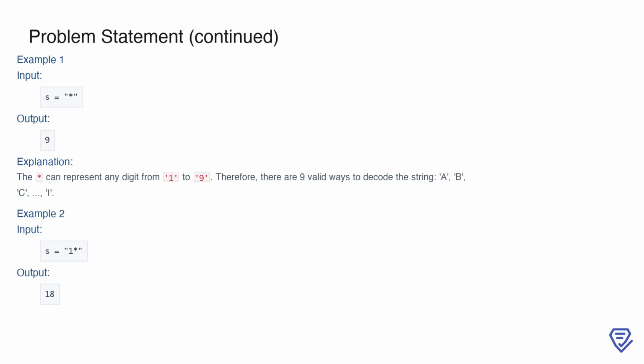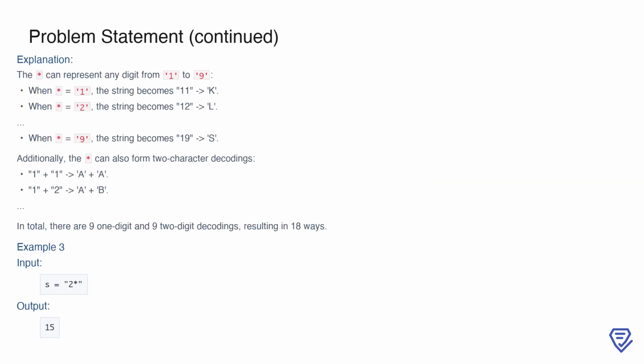For the second example, the input is S equals 1 asterisk. In this case, the asterisk can again represent any digit between 1 and 9, but now it interacts with the preceding digit 1. This means we can form single character decodings, such as 11 for K, and two character decodings, such as 1 followed by any digit from 1 to 9. Combining these possibilities, there are 18 valid decoding ways.